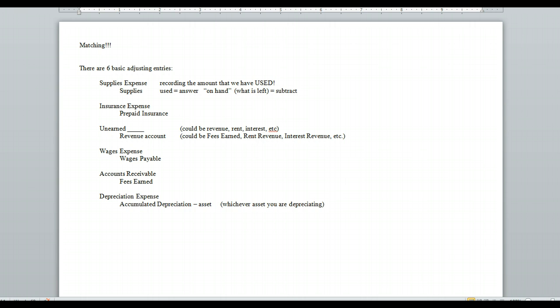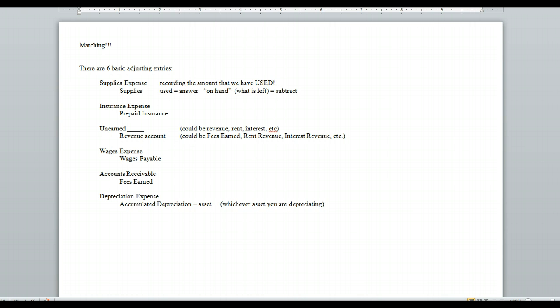That makes sense? I always have to pause, give you a little second to think about what I'm saying. So remember, the debit and the credit will not change. It will always be a debit to supplies expense and a credit to supplies. What you are trying to record is the amount that we have used. You've got to become familiar with that wording so you know if they're giving you the answer or if you're going to have to subtract.